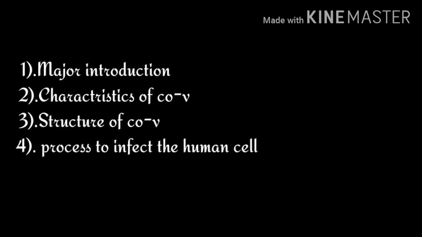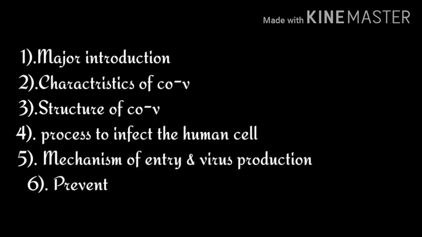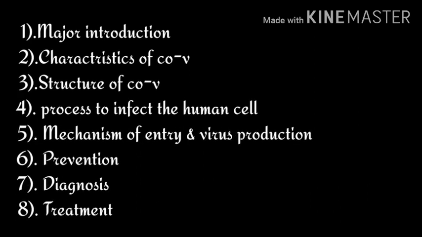In this video, first we discuss the major introduction. Second, characteristics of a coronavirus. Third is the structure of a coronavirus. Fourth, the process to infect human cells. Fifth is the mechanism of entry and virus production. Sixth is the prevention. Seventh is the diagnosis, and eighth is the treatment. Okay, so let's see.